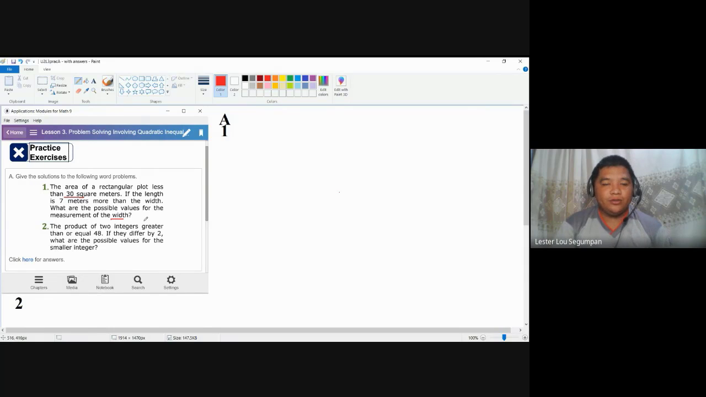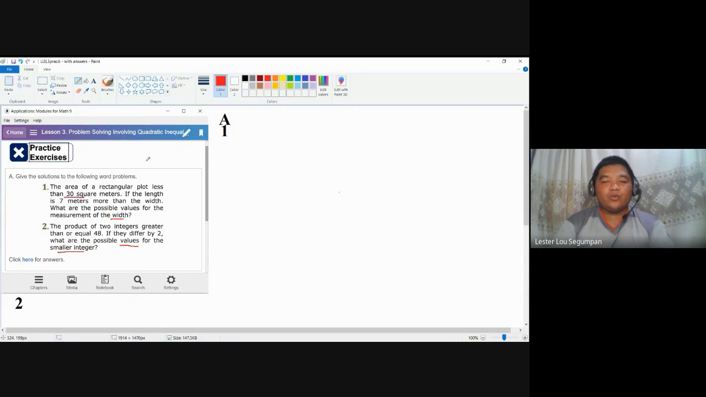For item number two, we are given that the product of two integers is greater than or equal to 48. And if the two integers differ by 2, we are asked to determine the possible values for the smaller integer. Let us try to focus first on number 1.